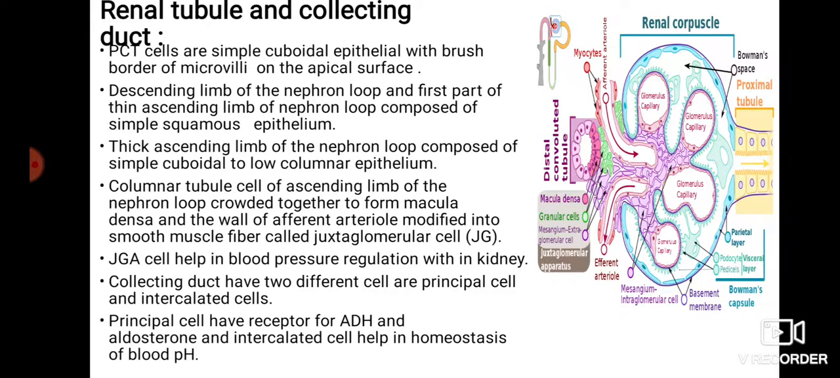So PCT cells are the simple cuboidal epithelium with brush border of microvilli on their apical surface. In the previous, that is the glomerulus capsule, their layers are formed of the simple squamous epithelium, and here it is a simple cuboidal epithelium with a brush border of microvilli on the apical surface. The apical surface is that surface which is facing toward the lumen.